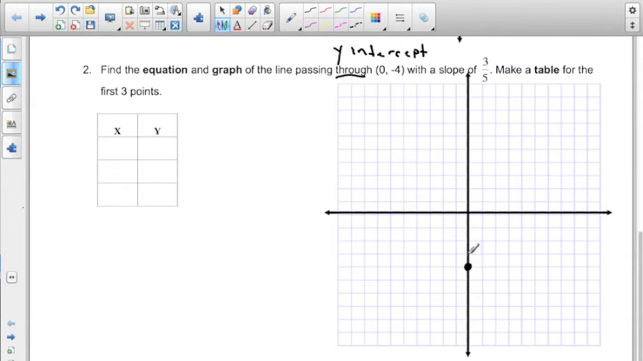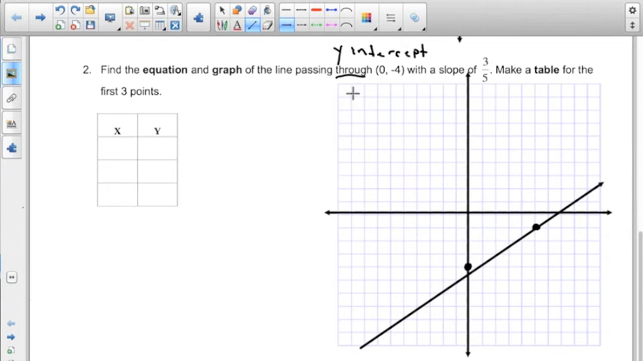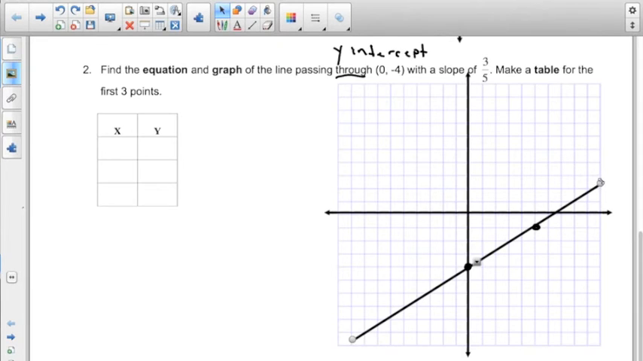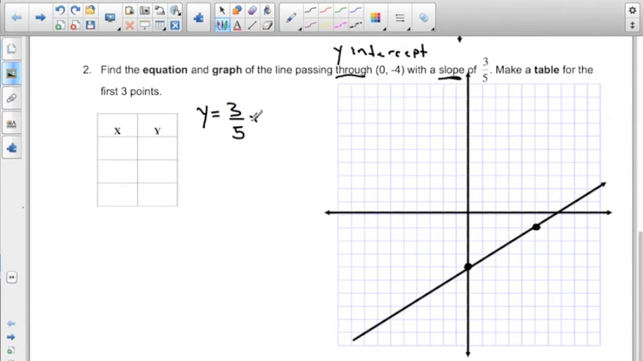Rise over run. 1, 2, 3, 1, 2, 3, 4, 5. Always second number is to the right. We do our line, and we've graphed our first point. Now once we have that done, again, it's already telling us what the slope is. It's telling us that our rule right now is y is equal to 3/5 x. They gave us the slope, the rate of change. Now we need to figure out b. Well, looking at the graph, we can see right away when x is 0, y is -4.